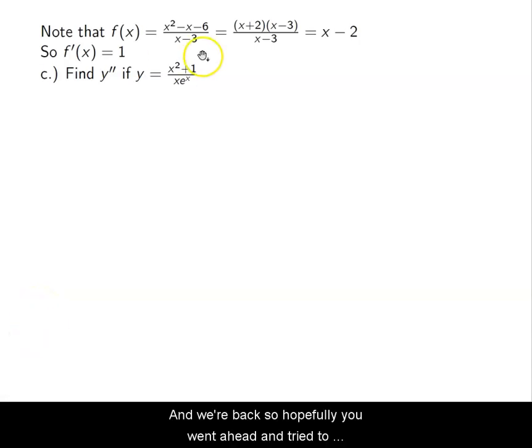And we're back. So hopefully you went ahead and tried to do this on your own. Notice that we have just a regular polynomial on top and then a product rule on the bottom. So now we have the product rule mixed in with the quotient rule. And that's the way it works, you never know what you're going to get. A lot of times we've got to mix all these functions up.